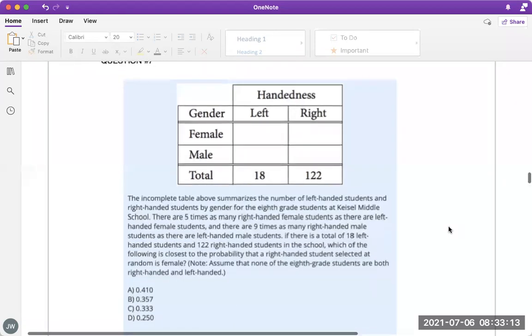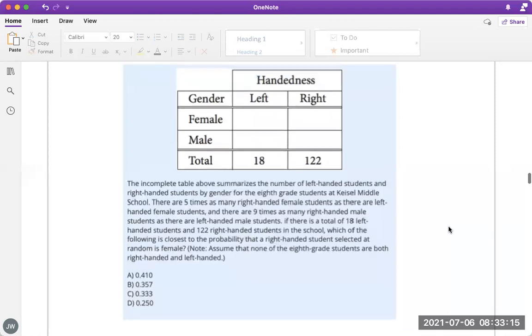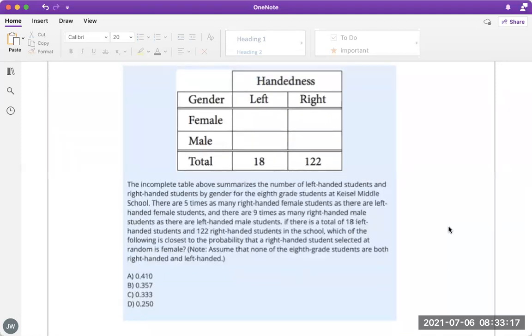This particular one deals with right and left-handedness. The incomplete table above summarizes the number of left-handed students and right-handed students by gender for the 8th grade students at Kiesel Middle School. Remember when we're reading, especially during math, we're not worried about what the name says. If you don't understand what it is, you can call it K Middle School, right?